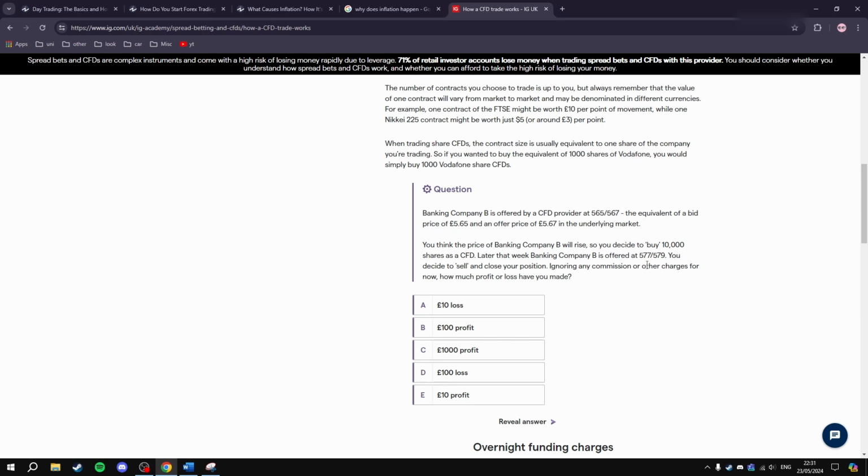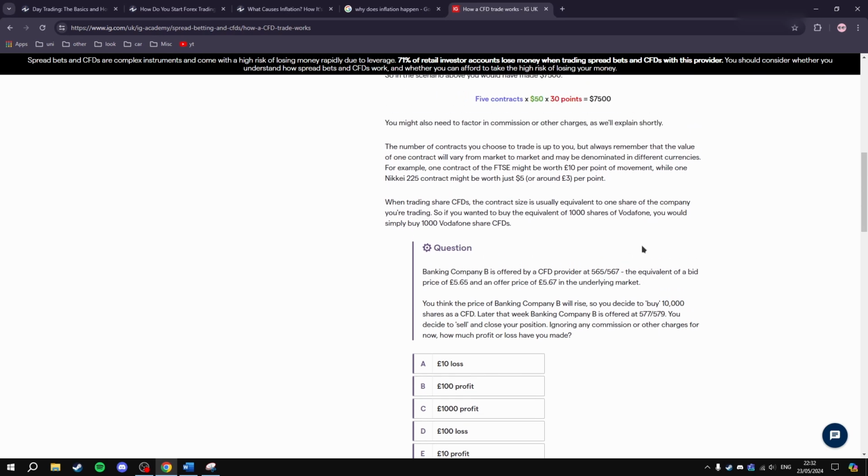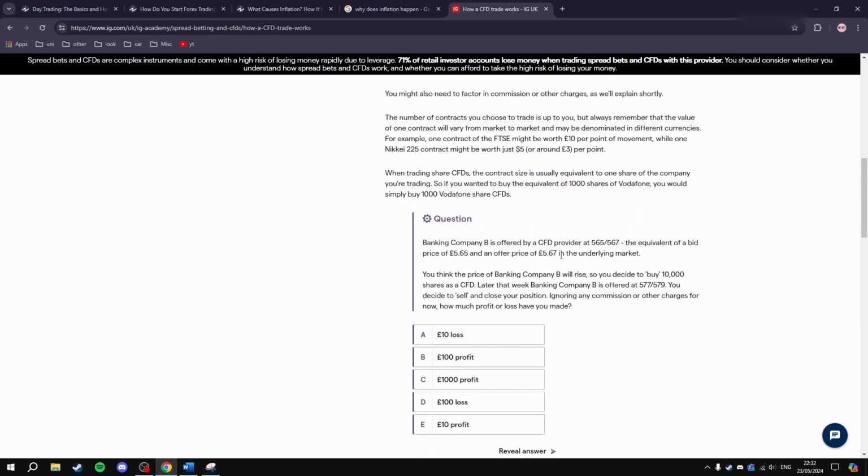So it's basically, what is it? You managed to sell it at 577, but you bought it at 567. So 577 minus 567, that's 10. So it's a 10-point difference. 10-point difference times how many contracts did you buy? 10,000. So 10 times 10,000, that's 100,000. £100,000.